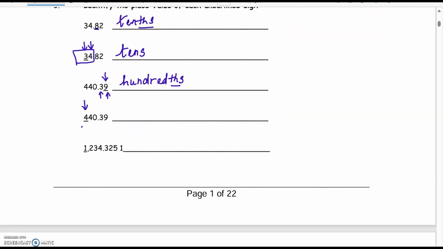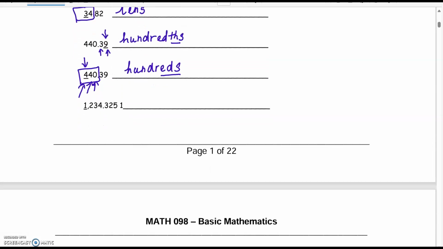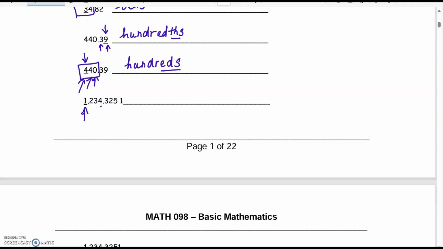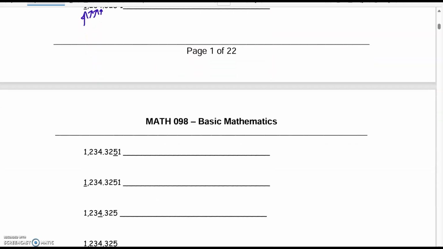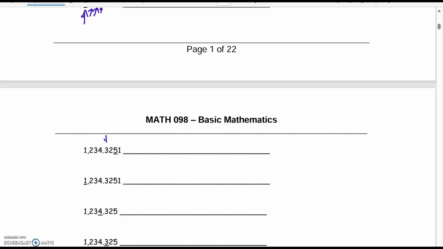Let's look at this one. We're looking at the whole number. Ones, tens, hundreds. It's not in the decimal part, so it is not hundredths, but it is hundreds, because it's a whole number. This is ones, tens, hundreds, and then that would be thousands. And notice here it is tenths, hundredths, thousandths because we are looking at the decimal part.